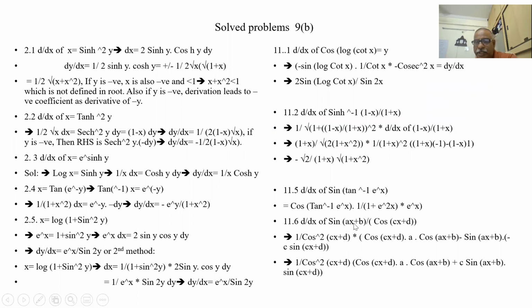Sin(ax plus b) by cos(cx plus d). I want the derivative. So by the u by v rule, it is cos square into cos(cx plus d) into a cos(ax plus b), plus sin(ax plus b) into sin(cx plus d) into c. So when we rearrange, these are the terms.